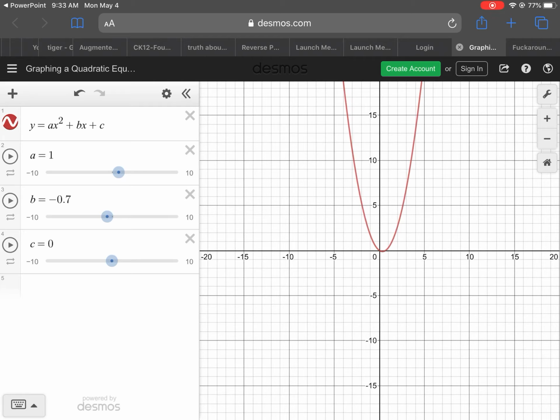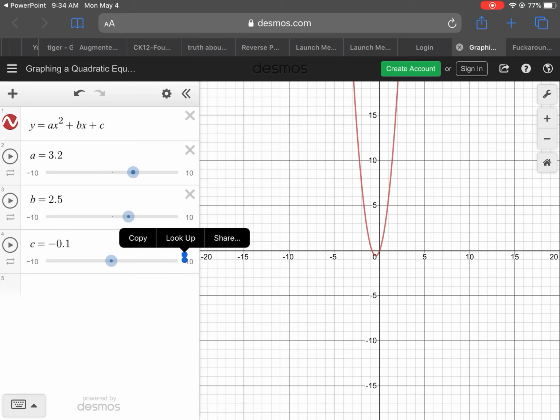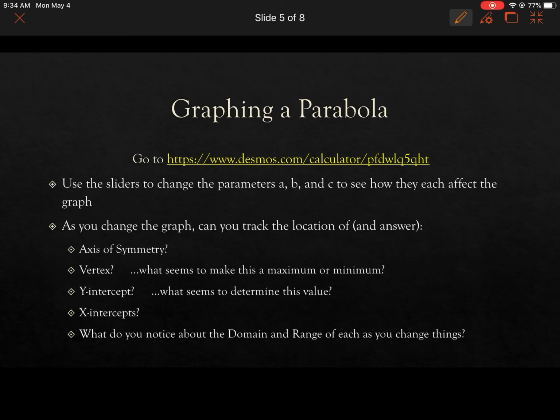Okay, so then when we look at C, I didn't quite get this to 1. Oh well, just leave it alone. As we move C, if I go negative, notice the whole graph shifts downwards, and as I go positive, it shifts upwards. So that changes the y-intercept value. So even if you mess with these a bunch, as you slide this up and down, that y-intercept location is changing in correspondence.